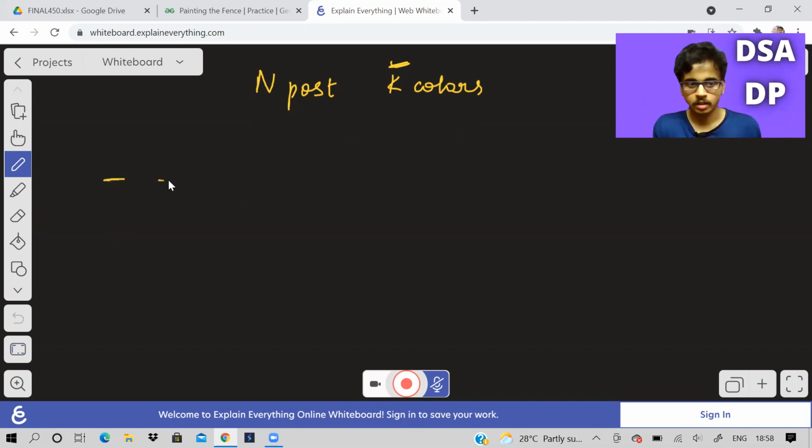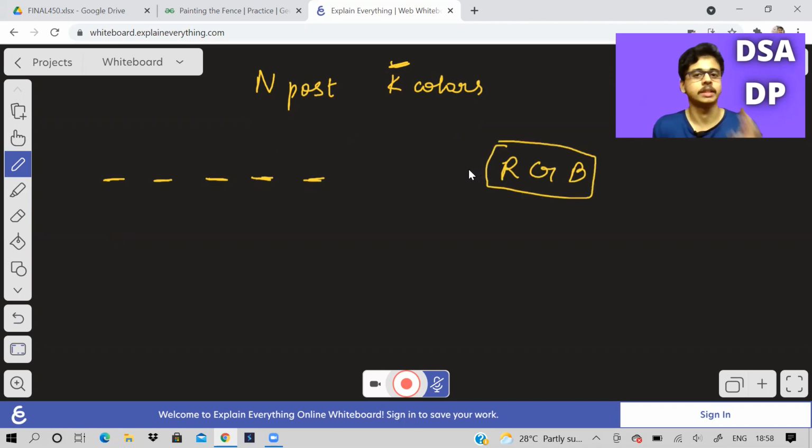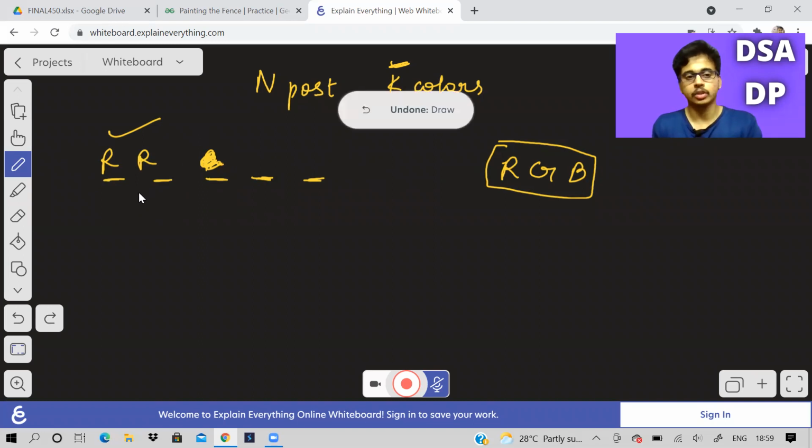That means let me represent the posts as dashes. Then let us say I have three colors: red, green, blue. What the question is saying is you can't paint like this: three consecutive reds is not allowed. But two consecutive same colors are allowed. So this is fine, but red, red, red, three consecutive, is not allowed. At most two adjacent posts can have the same color. So this is the restriction.